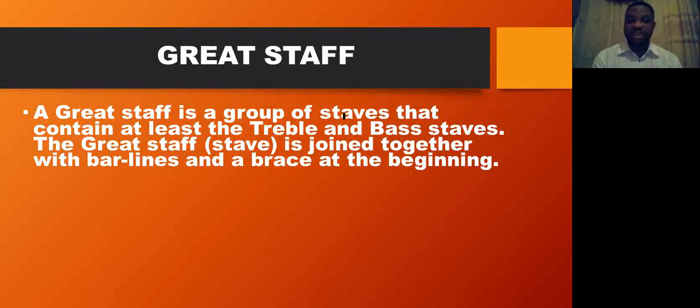I purposely use this so that you can understand that you can say staff, you can say stave. But in the case of plural, if you want to use stave, it will be staves. If you want to use staff, it will be staff. Staff and staff the same. So a group of staves that contain at least the treble and bass staves. It can have more, maybe 3 or 4 combined. In an orchestra musical composition, you can have like 3 or 4. But having two here, treble and bass stave.